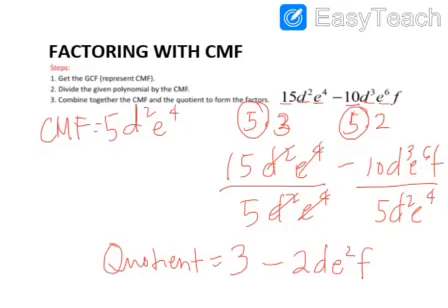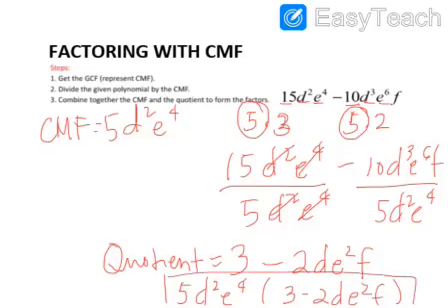So to get the final factors, just combine CMF and quotient. So copy first the CMF, followed by a quantity, and inside the quantity is our quotient. So again, you can check the factors by multiplication of polynomials. And that's it.